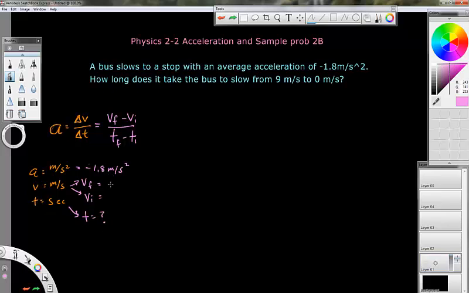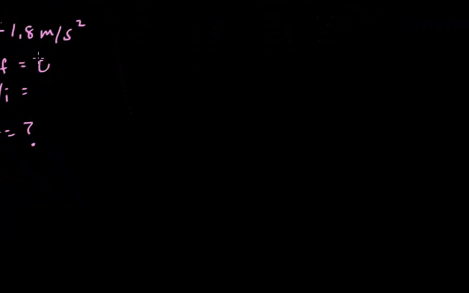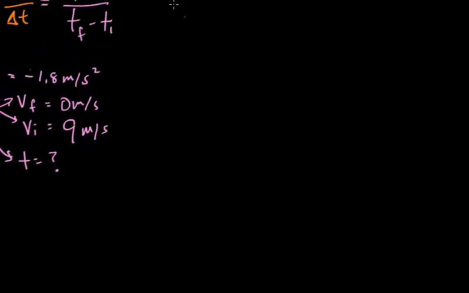The final velocity on this, most people will say, oh, it's the bigger number. No, it's not necessarily. It is when it's speeding up, but when it's slowing down like this, the final velocity is 0 meters per second. And that would explain, if you already tried this problem, why your answer is negative instead of positive. The initial velocity is the starting velocity, which was 9 meters per second. There we go.